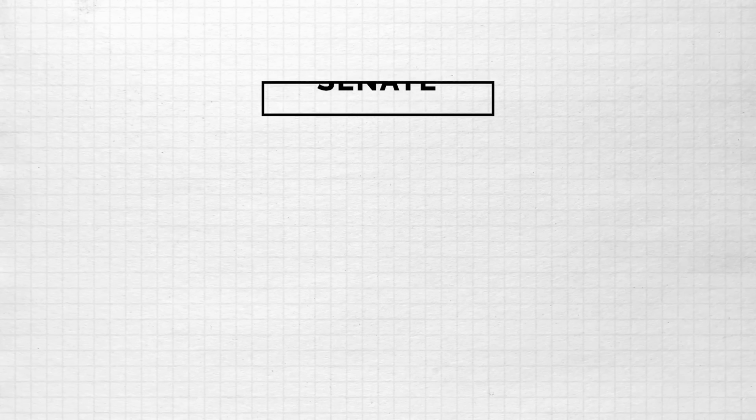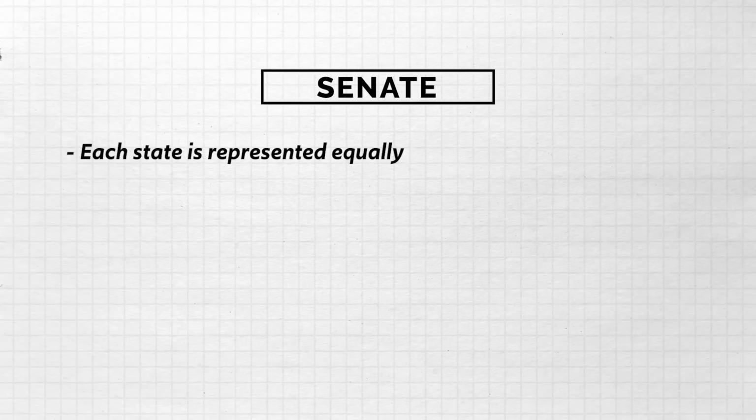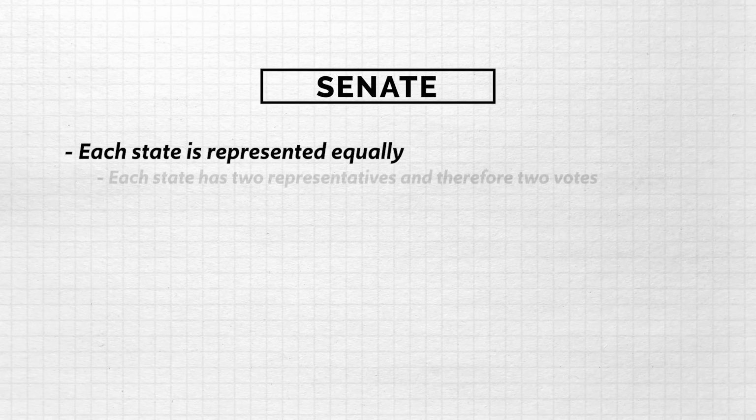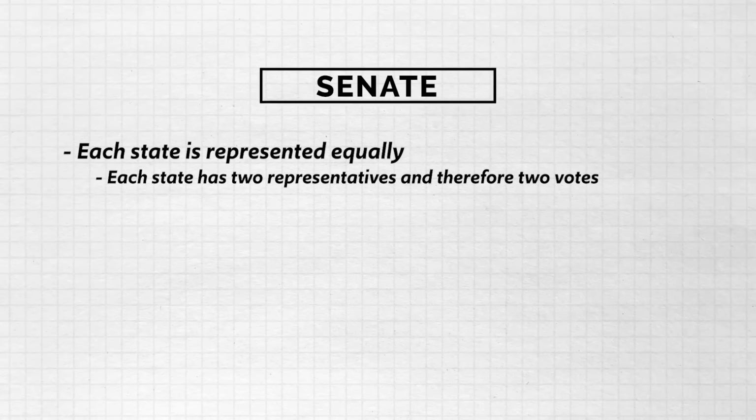So under Article 1 of the Constitution, congressional power was divided into 2 houses. First is the Senate, in which each state is represented equally, so no matter how many people live in an area, in the Senate, each state has 2 representatives and therefore 2 votes. So that means with 50 states, we currently have 100 senators.